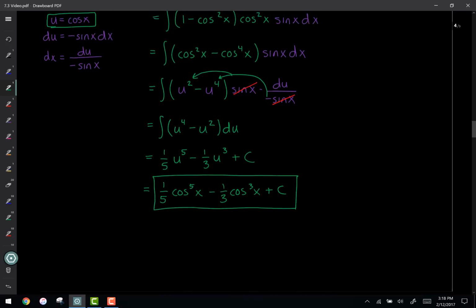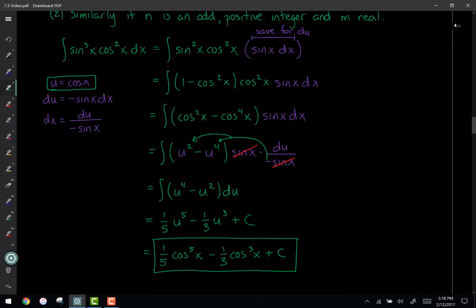There we go. Voila. Okay, so again, in recap, if you have a sine or a cosine and that has an odd power, so whichever one has an odd power, you're going to save one, so now you have an even power, and then convert that remaining even power to the appropriate sine or cosine.